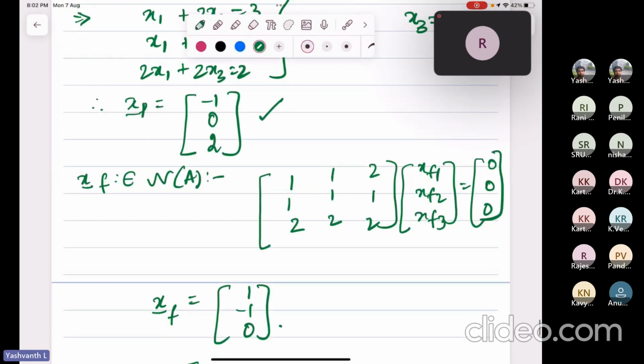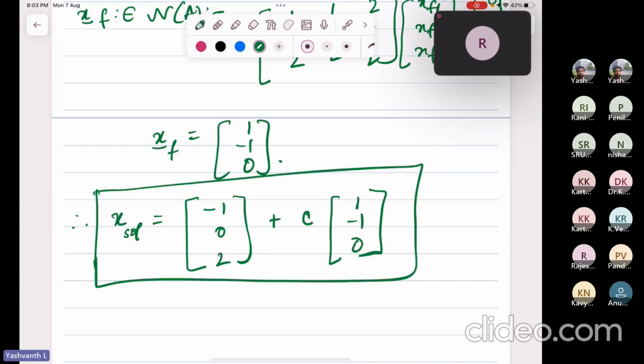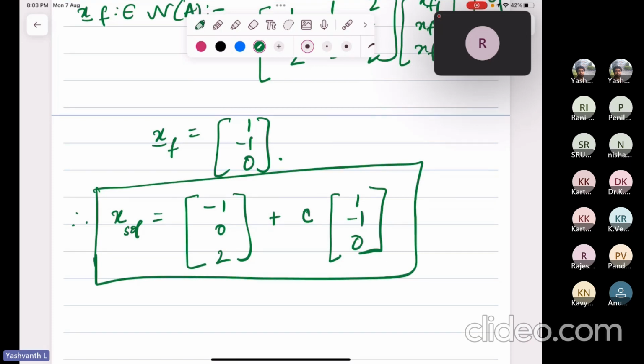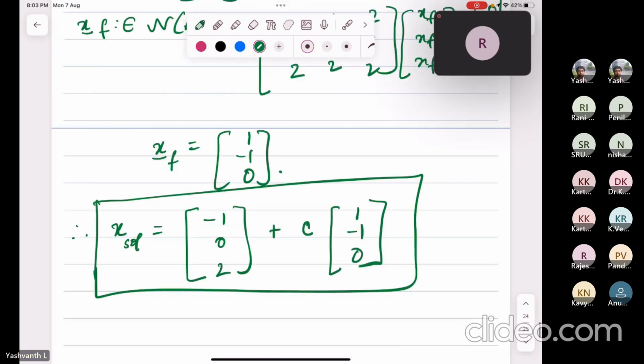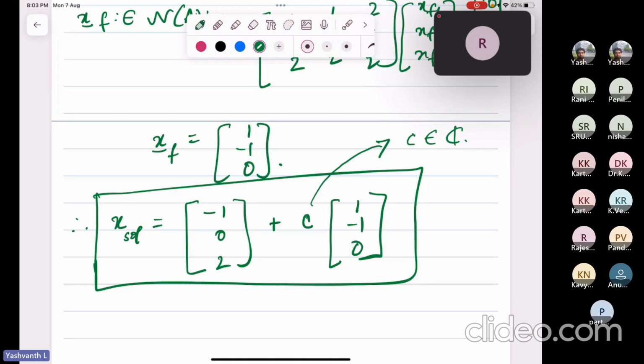So then xsol is nothing but xp, which is nothing but -1, 0, 2 plus some scalar c times 1, -1, 0. So this is the solution. Now, how is it infinitely many solutions? Because the c variable can take any value. c belongs to any real number or any complex number. So for every choice of c, you get one x solution. So that's why, since there are infinitely many c's you can find, the number of solutions is infinitely many.